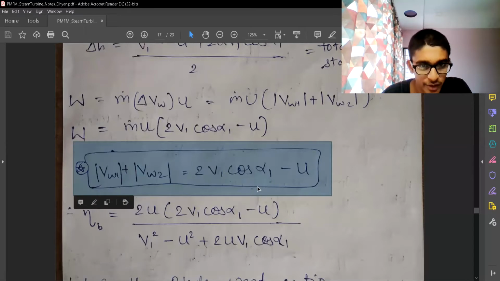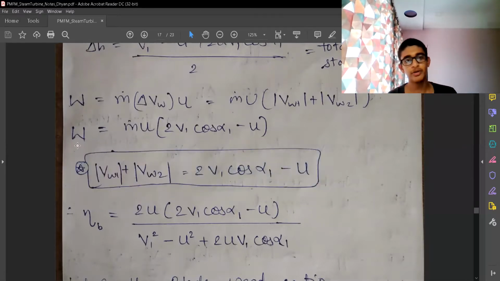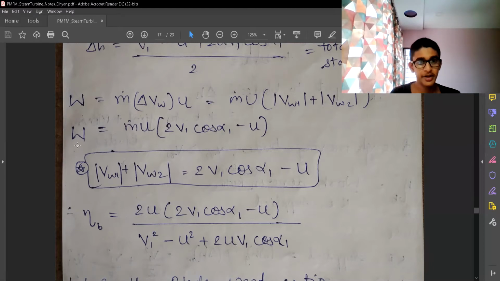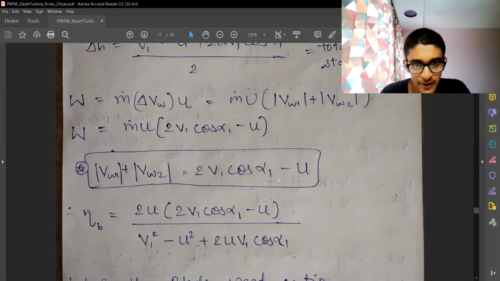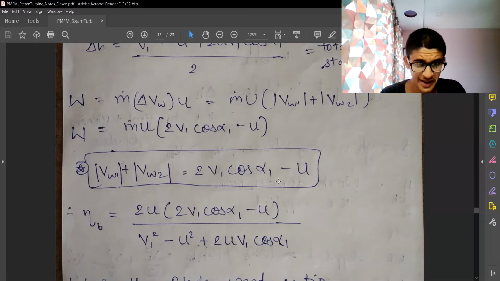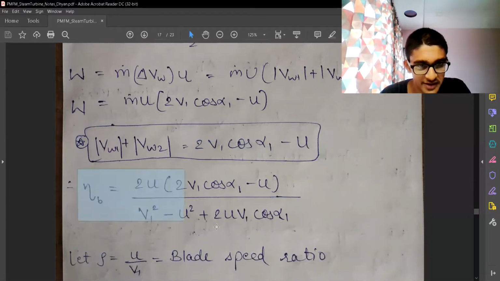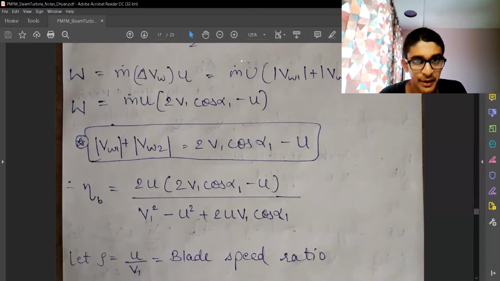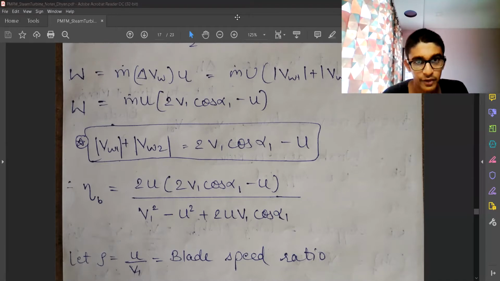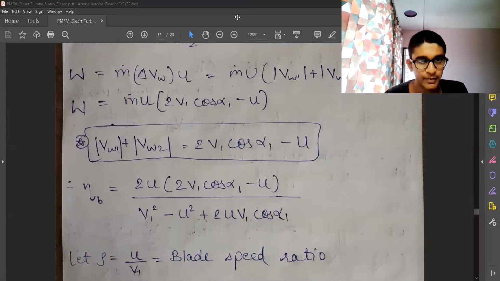These are just coming from velocity triangles, but this can be helpful if you do not want to find V1 and VW1 and VW2 explicitly. You can directly use the given values because u, V1 and cos alpha 1 are generally explicitly given in the question. So this is the expression for efficiency. In the next video, we'll look at how we can get the maximum efficiency and how it is different from the efficiency and the maximum efficiency for the impulse steam turbine.